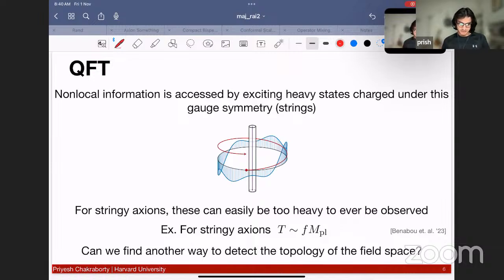Anyway, so can we find some other way of telling that this field is indeed compact and not just like a crystal, something which has a periodic potential, but not actually seeing a compact field space?